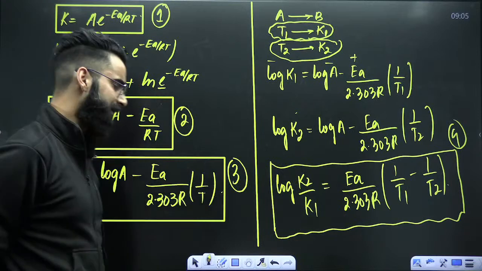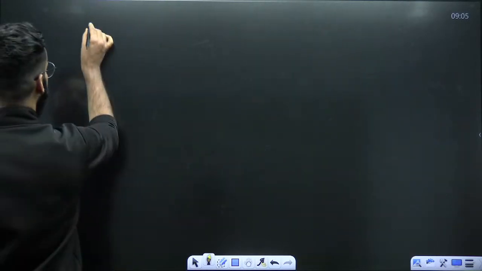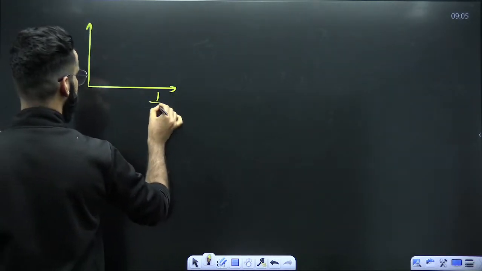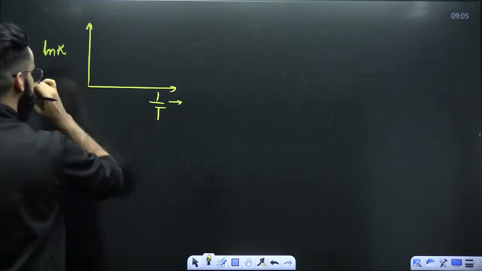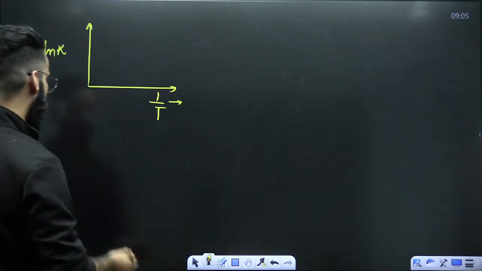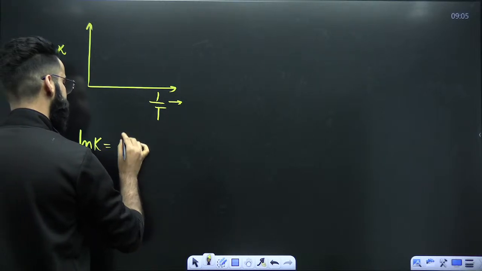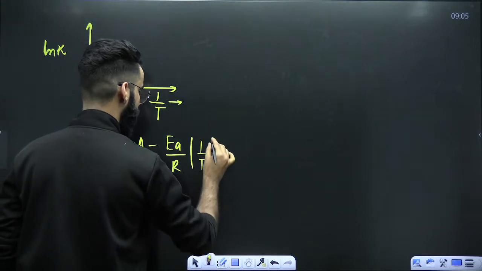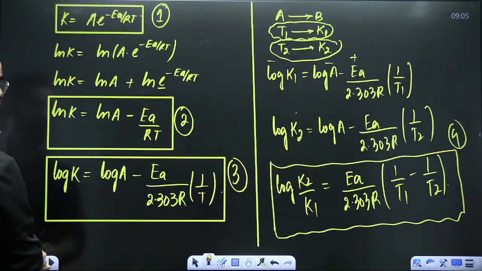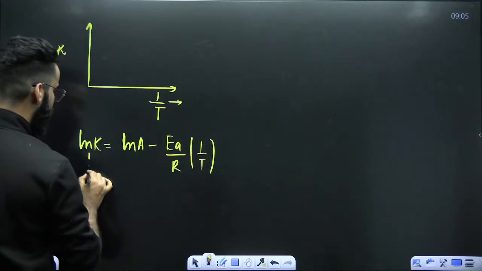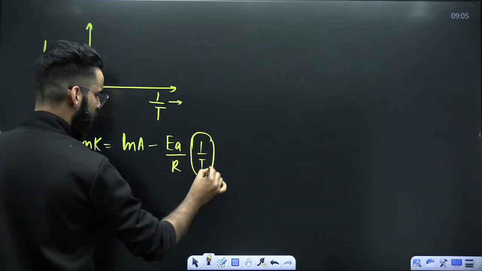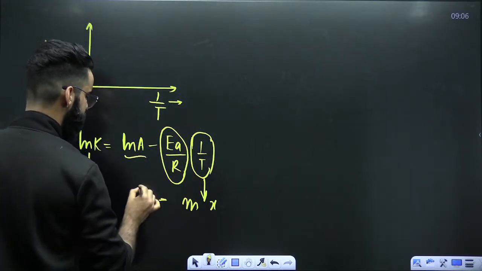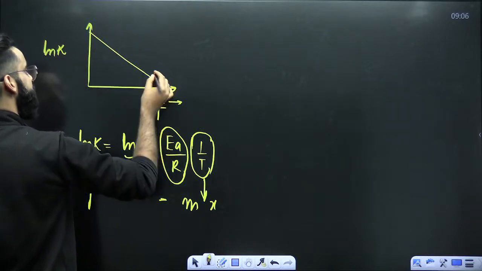There can be different graphs as well based on Arrhenius equation. The first graph will be something like this. I'm writing ln of K versus 1 by T. What do you think ln of K versus 1 by T graph will look like? See, the equation is ln of K is equal to ln of A minus Ea divided by R multiplied by 1 by T. Correct? This is the equation. Now, ln of K you are plotting along y-axis, 1 by T you are plotting along x-axis. So this has to be your m, the sign is minus, and this is c. Y is equal to minus mx plus c. The graph is like this.